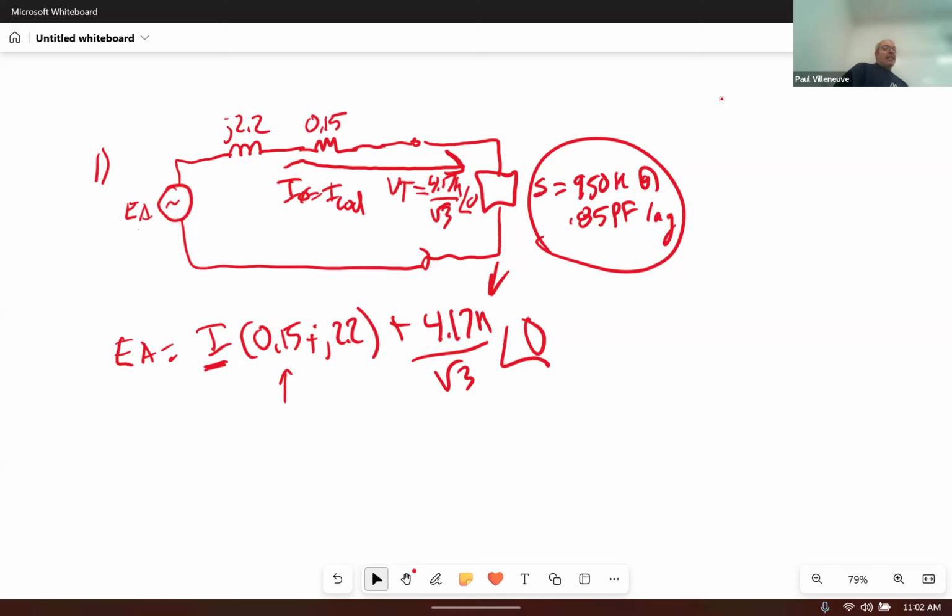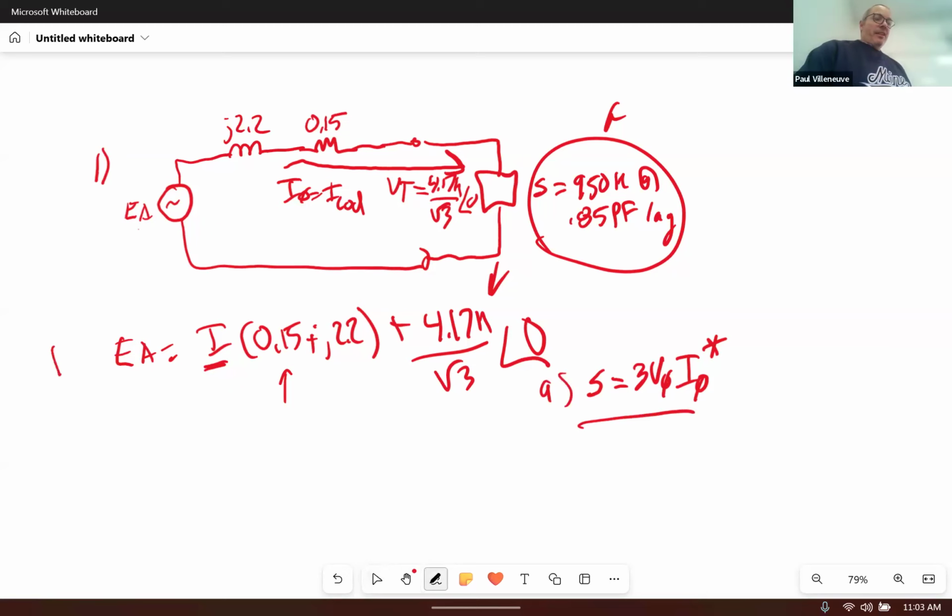So the I has to come from here. We know that S equals this, right? How many times have we put that equation up? Dozens, maybe? Solve for I, plug it in. Well, this is how you solve for I. So this is part A, and then part B is here.